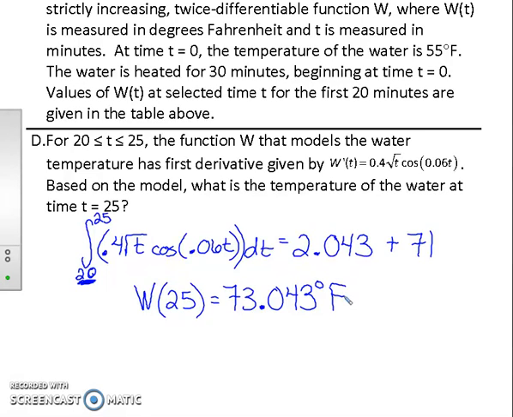You got 2 points for part D. You got 1 point for setting up your integral correctly, even if you got it wrong because you weren't in the right mode or whatever, and then you got 1 point for the correct final answer there. So that's problem 1 from FRQ Friday number 8.